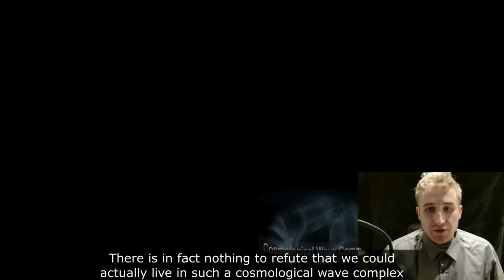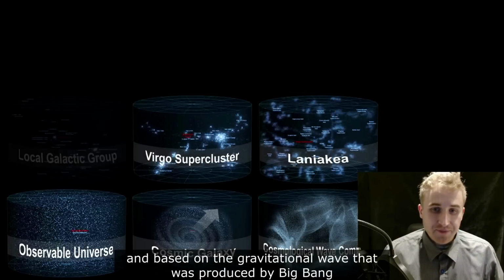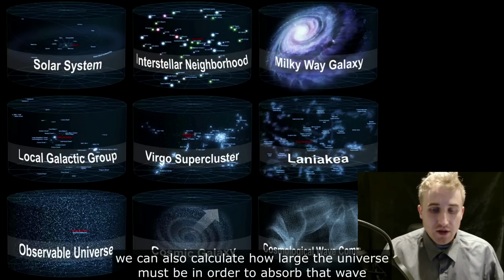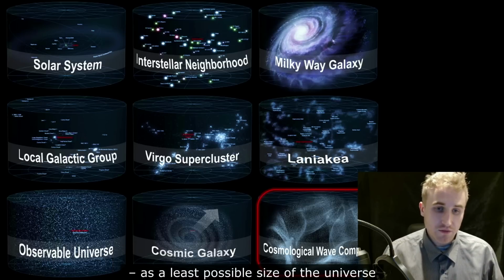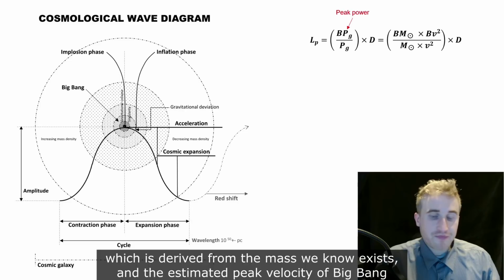There is, in fact, nothing to refute that we could actually live in such a cosmological wave complex. And based on the gravitational wave that was produced by Big Bang, we can also calculate how large the universe must be in order to absorb that wave as the least possible size of the universe. First, we calculate the least possible peak power of Big Bang, which is derived from the mass we know exists, and the estimated peak velocity of Big Bang.